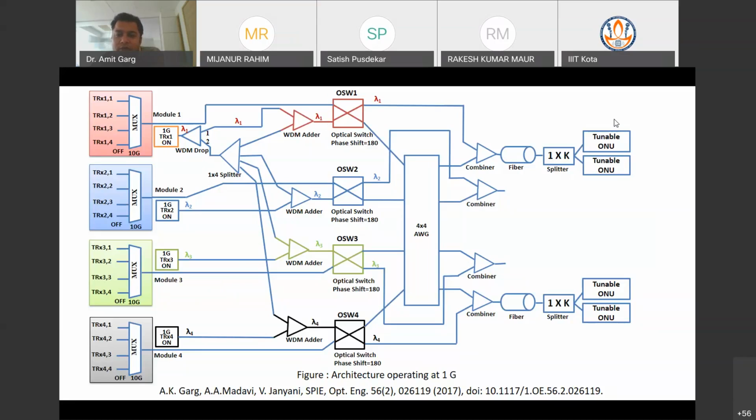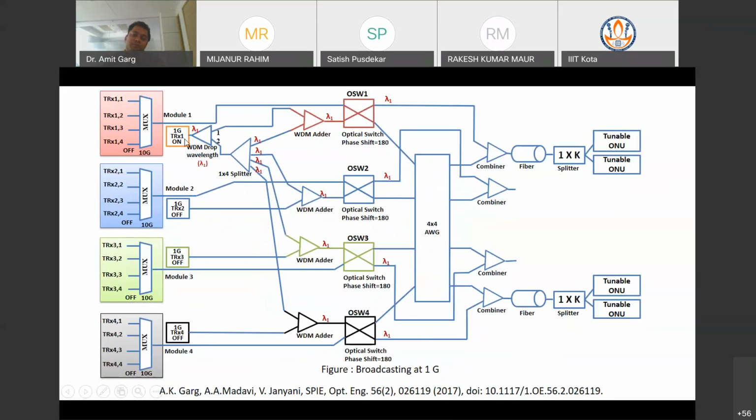So now 1 Gbps services are reaching this optical distribution network 1. Similarly, lambda 2 is reaching ODN 2, lambda 3 is reaching ODN 3, lambda 4 is reaching ODN 4. Now this architecture is also having the broadcasting capability.